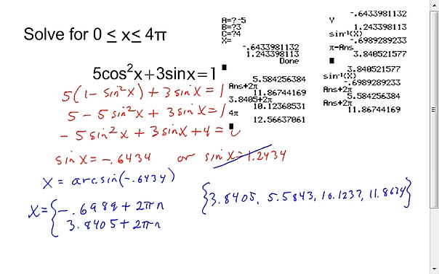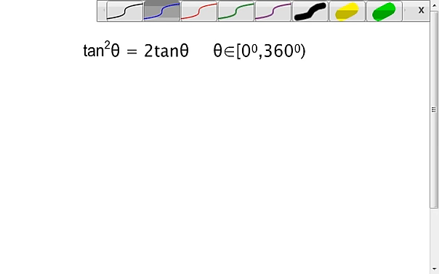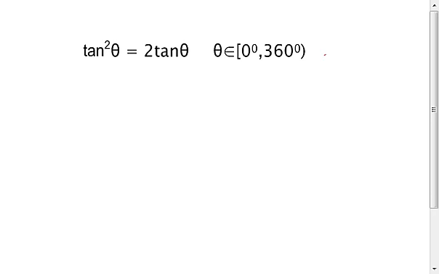Okay, one more problem. I don't want to make this too long, but here's one more problem. This one involves tangent. And this one's not so hard, seems simple, but there is something to watch for algebraically. Let me just do a little algebraic equation as an example of how not to do this and why.